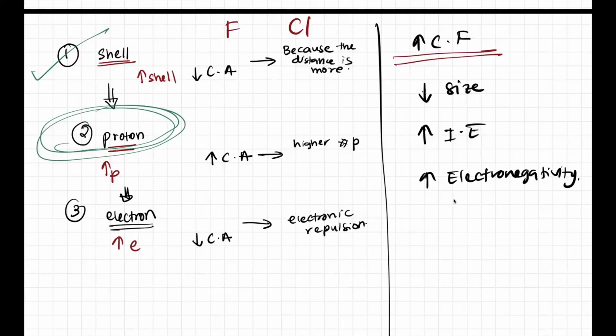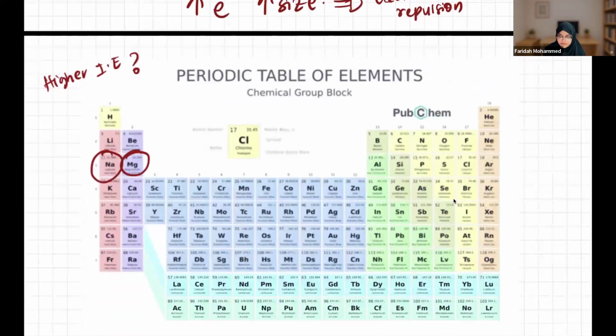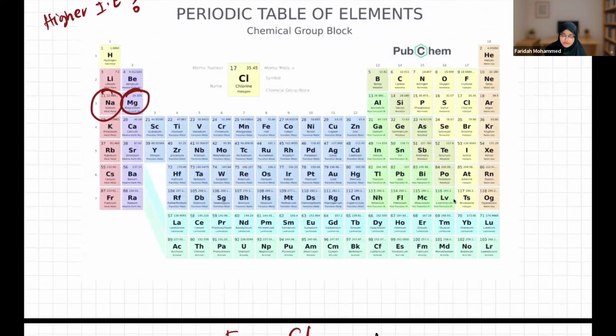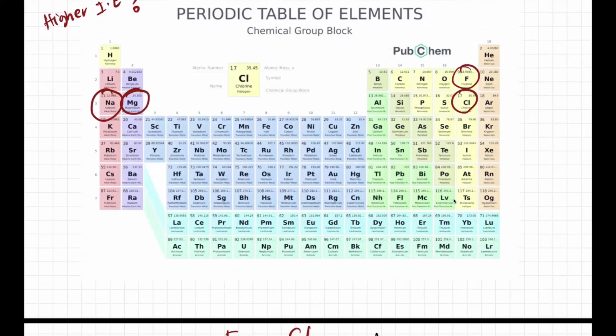Could you scroll up to the periodic table real quickly? Okay. Chlorine and chlorine. Thank you.